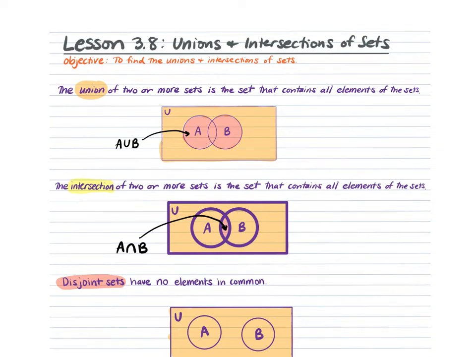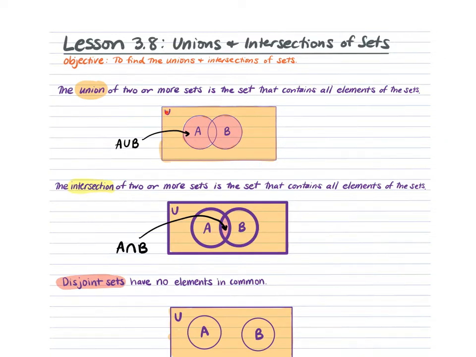Okay, this is the Algebra 1A video lesson for section 3.8, Unions and Intersections of Sets. Here we're going to find unions and intersections of sets. A union of two or more sets is a set that contains all of the elements in the sets.